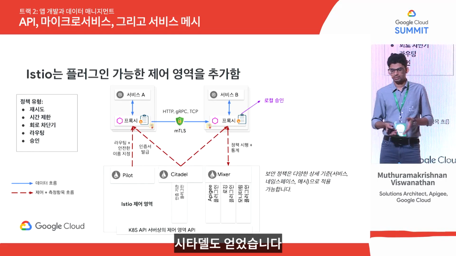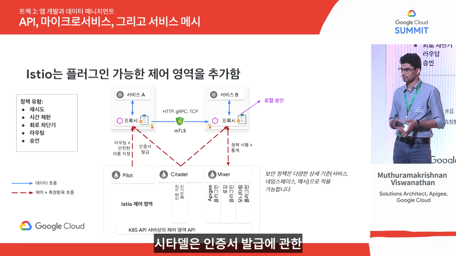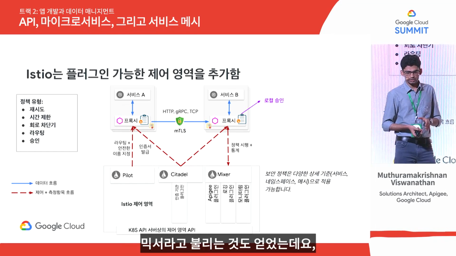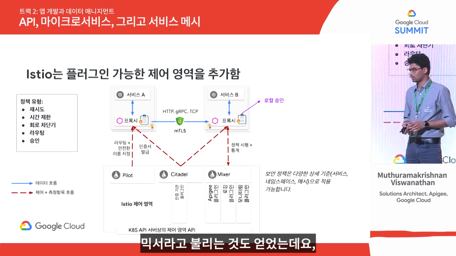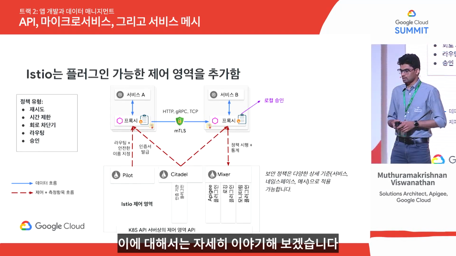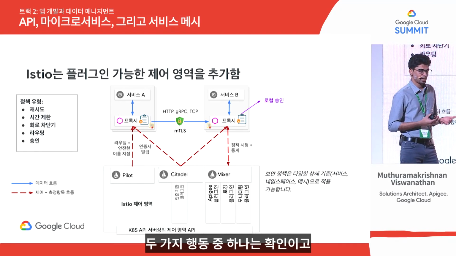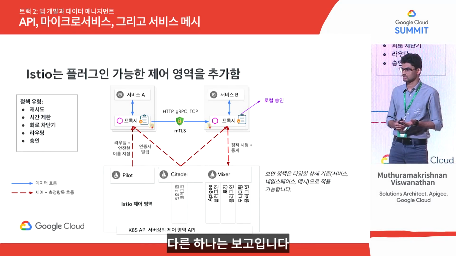And you've got Citadel, which is responsible for certificate issuance, revoking, rotating, and everything else. And I've got something called Mixer, which we'll talk about in a little more detail now. Mixer is responsible for certain things. Number one, it does two actions. One is check, the other action is report.